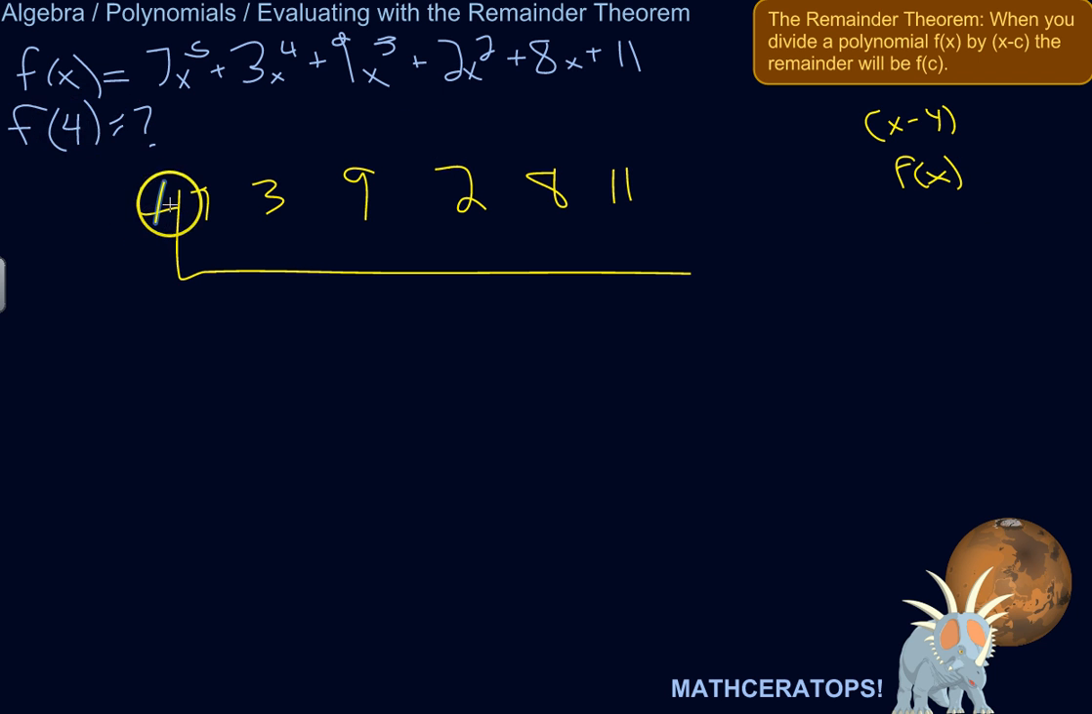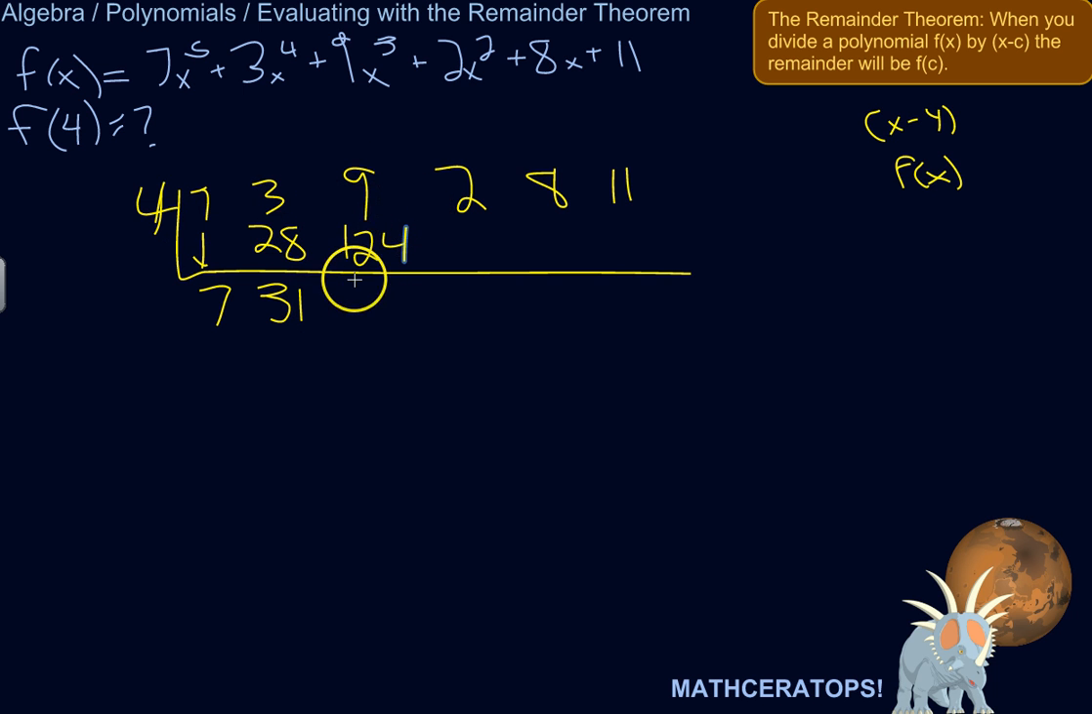I want to find out what is f of 4. So I'm going to use 4 here. First step, bring down that 7. Okay, then I can begin. 7 times 4 is 28. Add the values in the column. 28 plus 3 is 31. 31 times 4 is, what is that, 124? I think, yeah, 31 times 4 is 124, yeah.